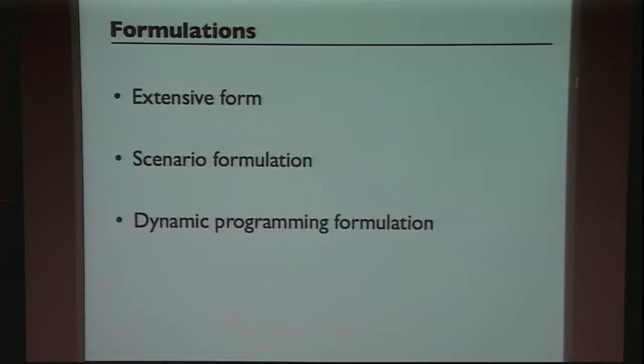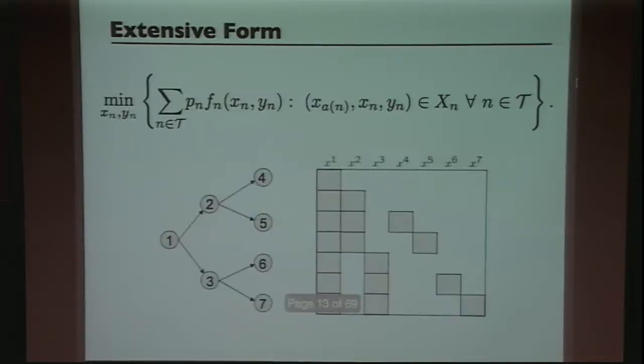Okay, so let's talk about formulations. I'll talk about the extensive form, scenario formulation, and dynamic programming formulation. Here's the extensive form. So remember, what are we going to do? We're going to associate, so I talked about encoding solutions. Now we have a scenario tree. Let's talk about some notation here. n is the index of a node in this tree. A of n is the ancestor, or the parent node, of n. And Pn is the probability associated with that node.